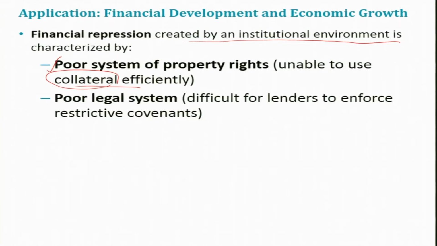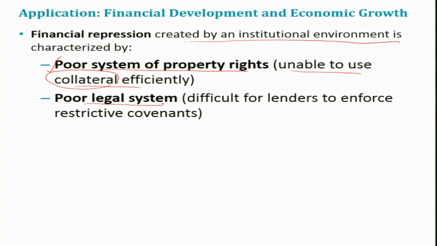Even if they have collateral, the lender will be unable to use this collateral efficiently. Suppose in the case of default of a loan, the lender cannot easily acquire the collateral property which is pledged by the borrower. So that means a poor system of property rights is prevalent in developing countries. That is one issue. And the second one is the poor legal system.